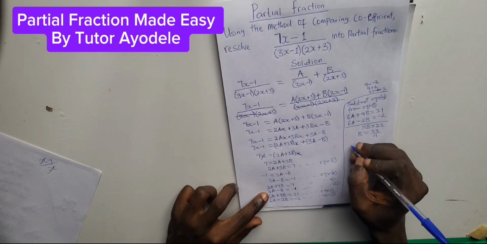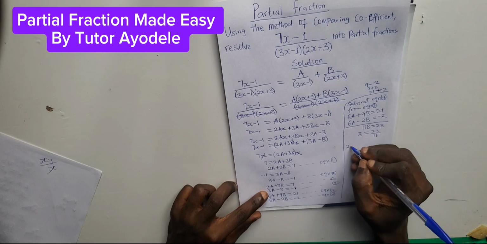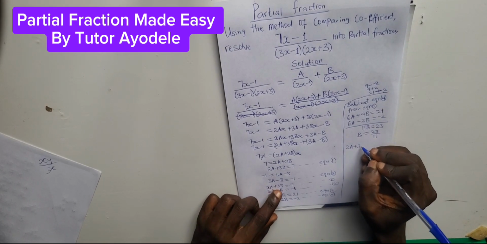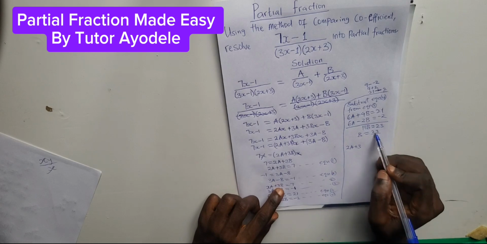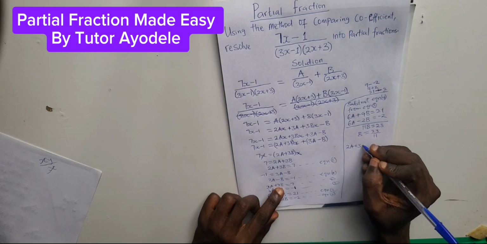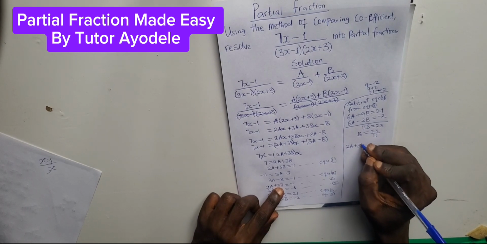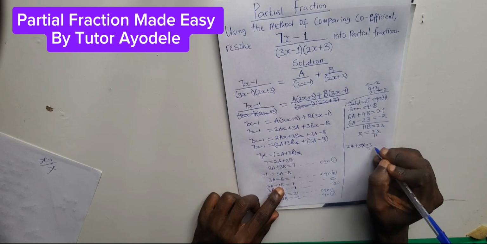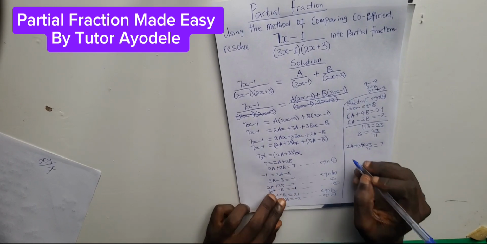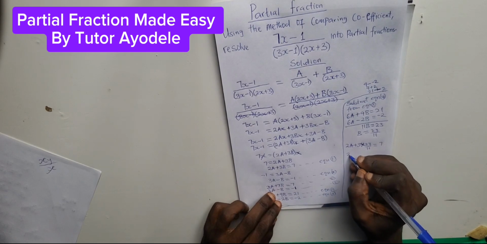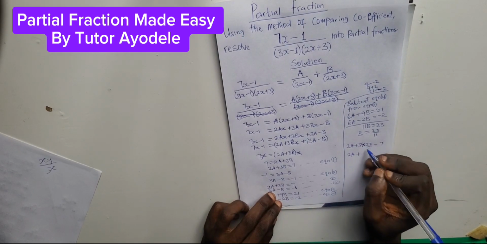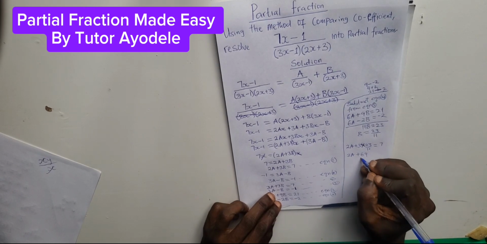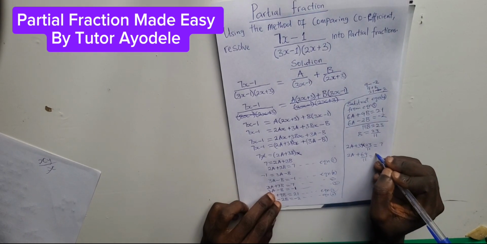So if I use equation 1, we have 2a plus 3b equals 7. Instead of b, I will replace it with 23 over 11. That is 3 times 23 over 11 equals 7 here. So we have 2a plus 3 times 23, that will give me 69 over 11 equals 7.